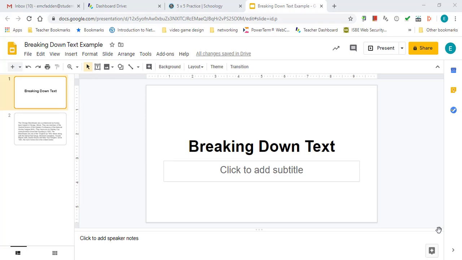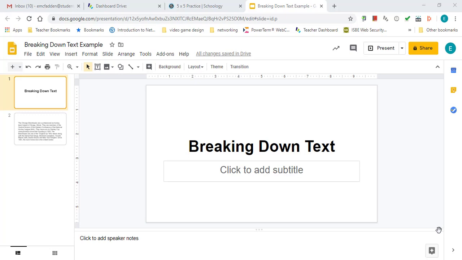Hey everybody, today we're going to practice breaking down text. In a prior tutorial, we talked about the importance of good design principles when we design our slides for a presentation. And one of the most important things is using what we call the 5 by 5 rule. This idea that we should try to limit our words to 5 words or less per bullet and 5 bullets or less per slide.